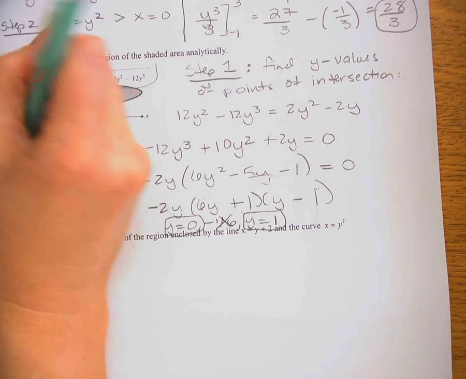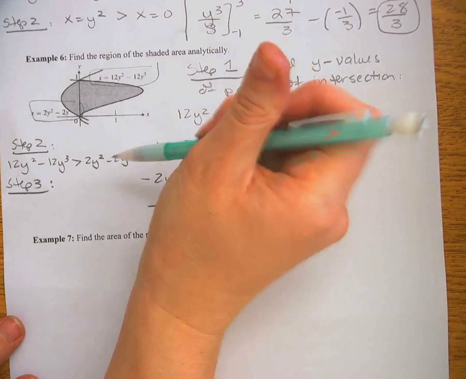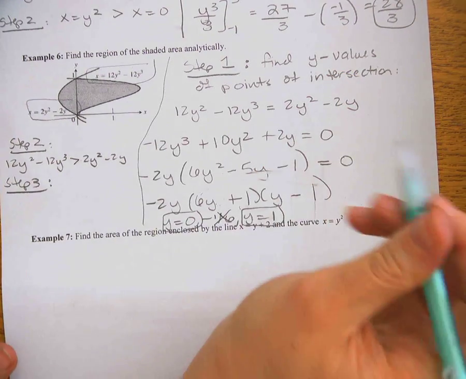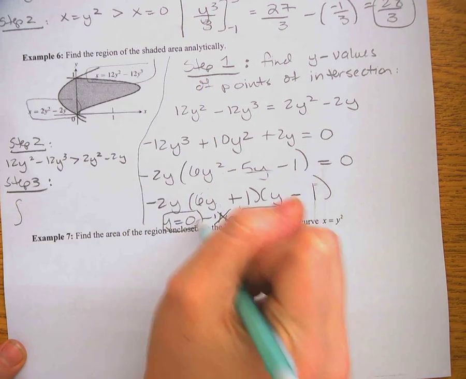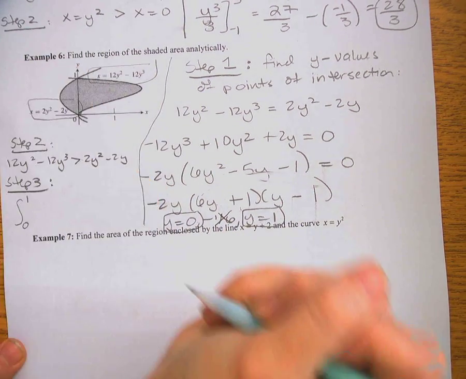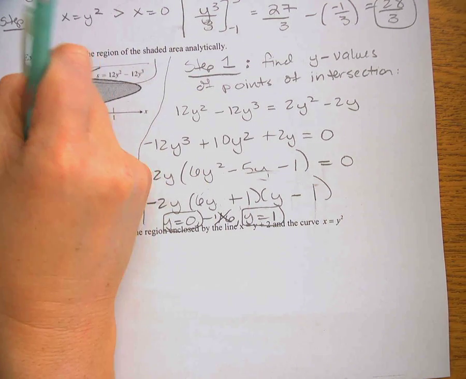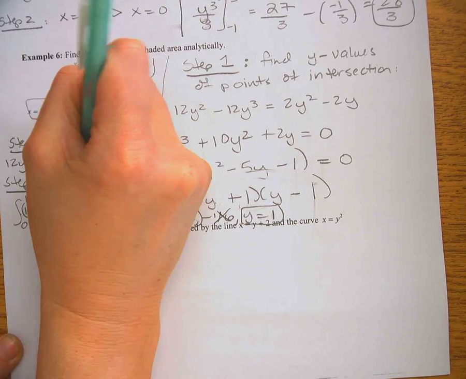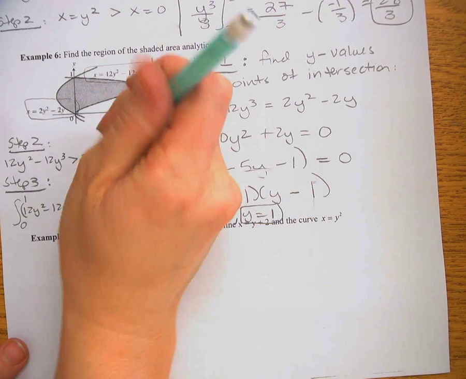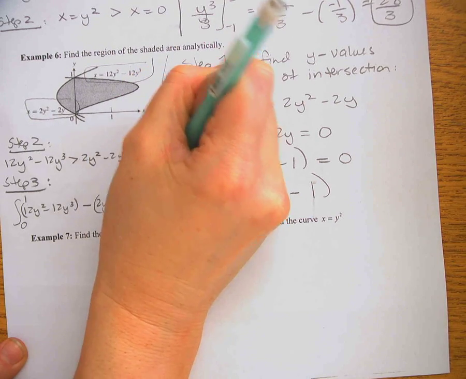Okay, so then step 3, we set up the integral, which as you can see, I haven't left myself much room. But it's basically going to be, we're going to integrate from 0 to 1, the bottom to the top, of the further right function, so the 12y squared minus 12y cubed, subtract the further left, so the 2y squared minus 2y with respect to y.